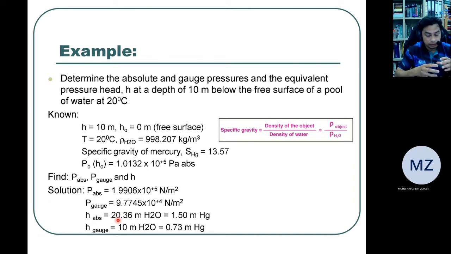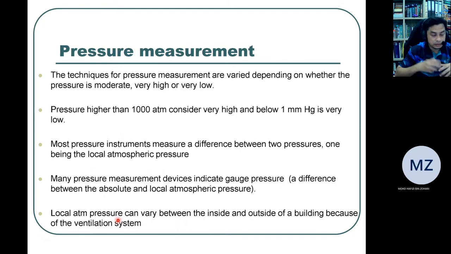So that is the pressure due to the water at 10 meter plus the atmospheric pressure. It can raise up the water up to 20.36 meter above the water level. For the mercury, it's 1.5 meter. If you look at the example, please have a look. Try to calculate on your own, use your calculation, try to understand the concept.